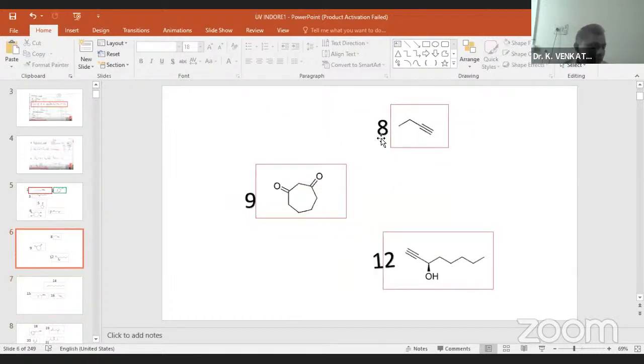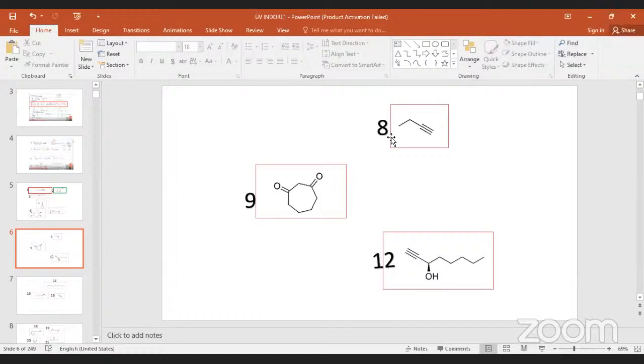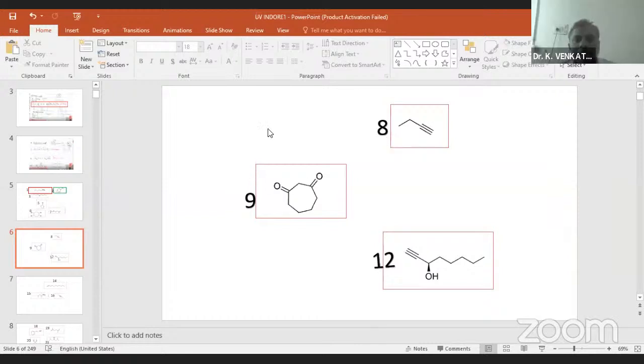So 8. Sorry. So what is the name of 8? 1-butyne, sir, 1-butyne. Yes, here you can see the triple bond is cut here. So the total number of carbon is 4. So 1, 2, 3, 4. So 4 carbon is present. That is for 1-butyne. So ninth.